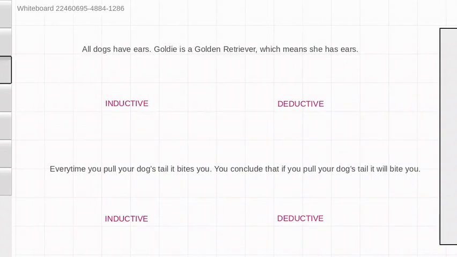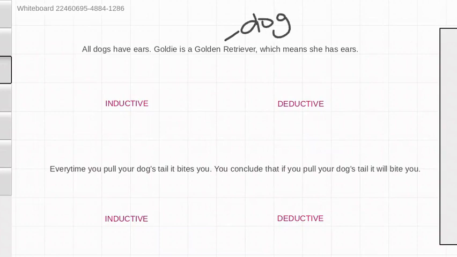Let's try these two practice problems before moving on. Try to figure out whether they're inductive reasoning or deductive reasoning. All dogs have ears. Goldie's a golden retriever, which means she has ears.